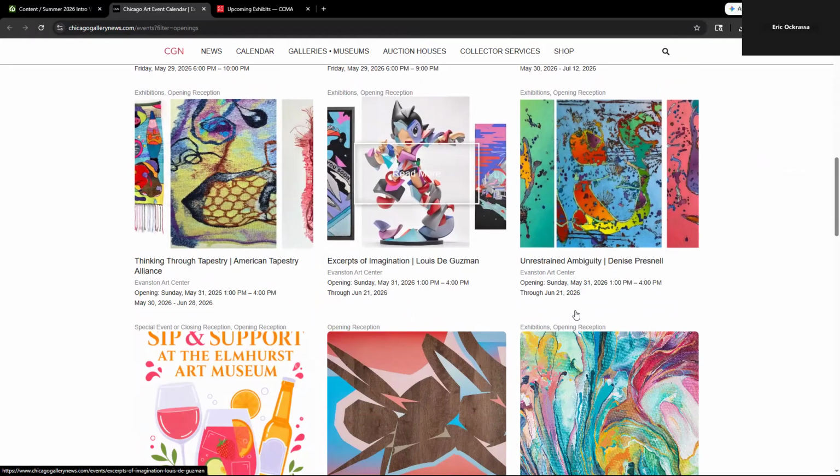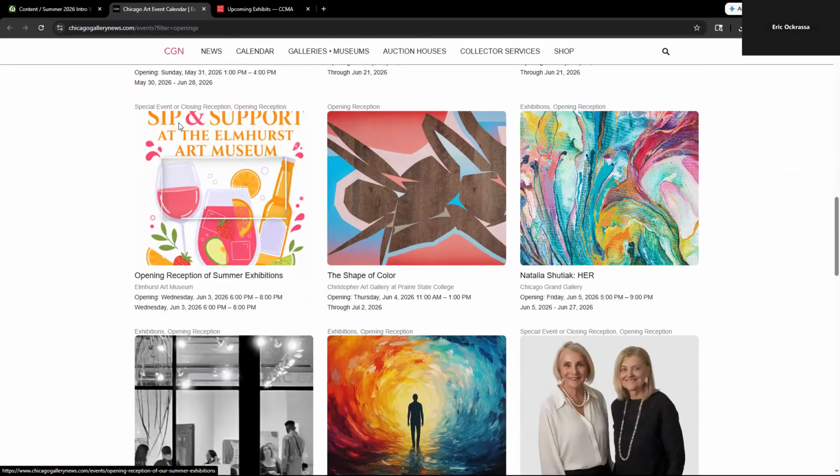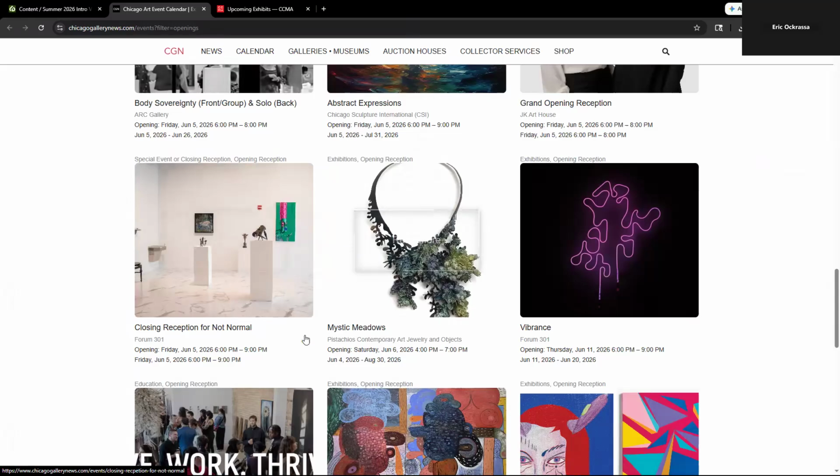But remember, the show will usually go through a certain date as well, depending on where you're at. This is the Everson Art Center. There's Elmhurst, Chicago, more Chicago stuff. All throughout the Chicago area, there are choices. Now, if you're not in the Chicago area, you can still go to an art show.